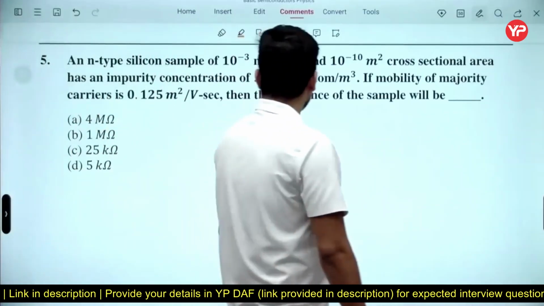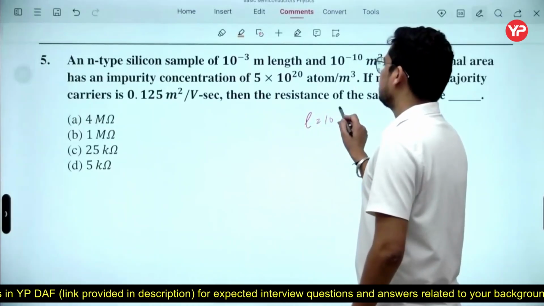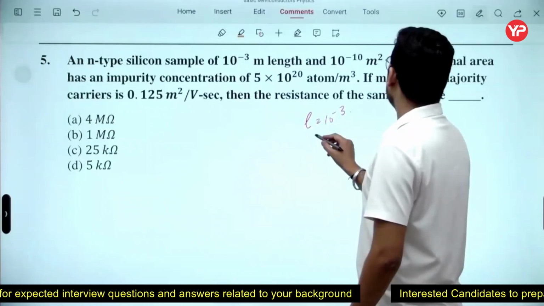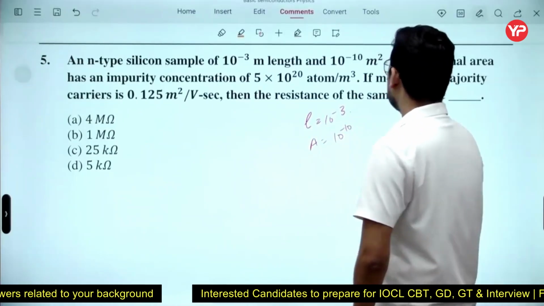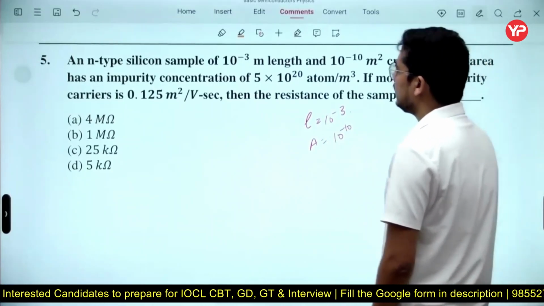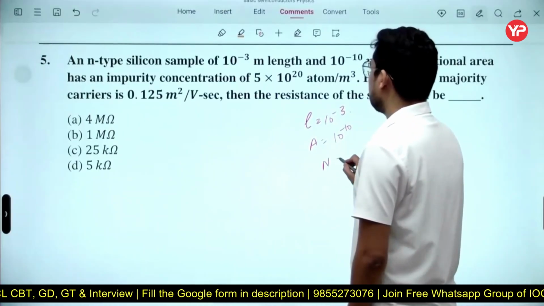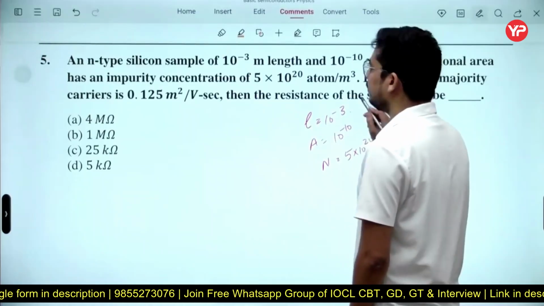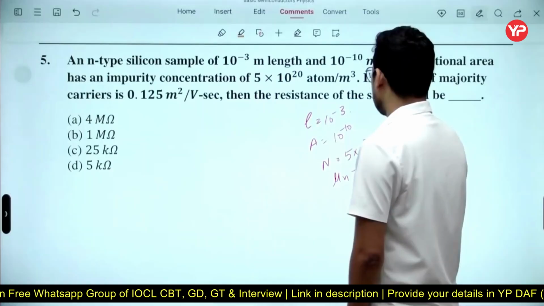Now, an n-type sample has length, right? Length of the sample is given to you as 10 raised to power minus 3, and the cross-sectional area is given to you as 10 raised to power minus 10. Then it has an impurity concentration. Let us take impurity concentration N equals 5 into 10 raised to power 20. If the mobility of the majority carrier mu n is given to you as 0.125.